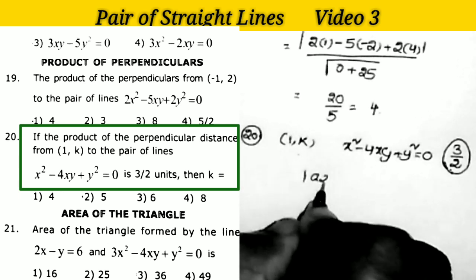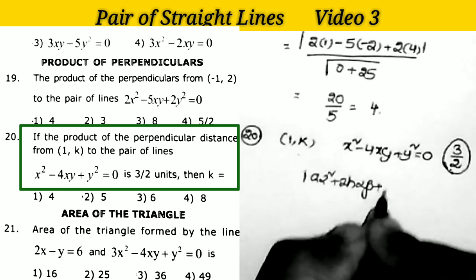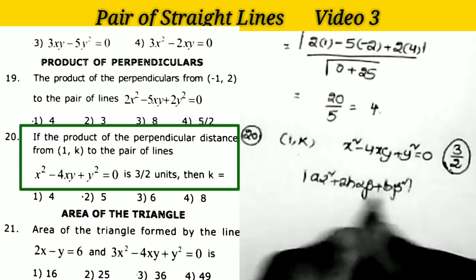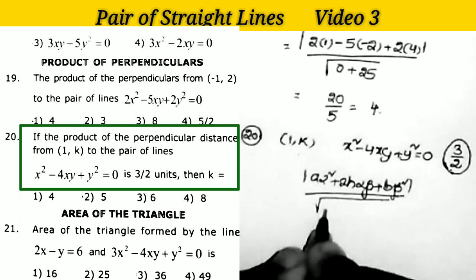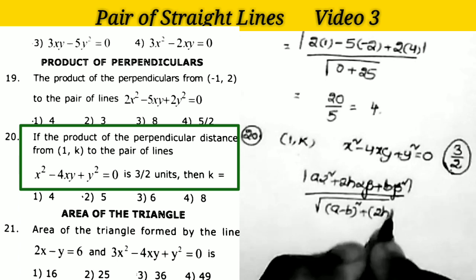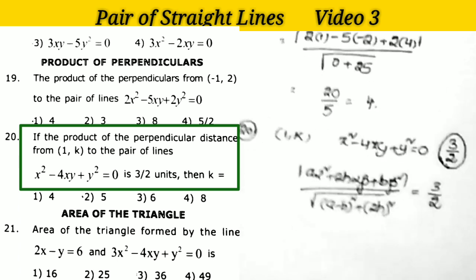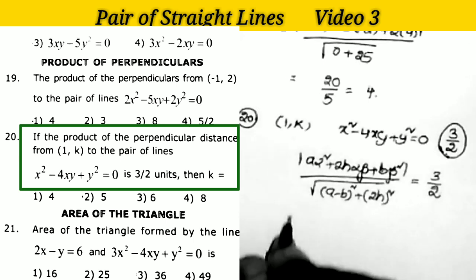Now what is the formula for finding the product of the perpendicular distances? Modulus of (aα² + 2hαβ + bβ²) by square root of ((a - b)² + 4h²). And given that this perpendicular distances product value is equal to 3 by 2. Okay, now replacing the values.